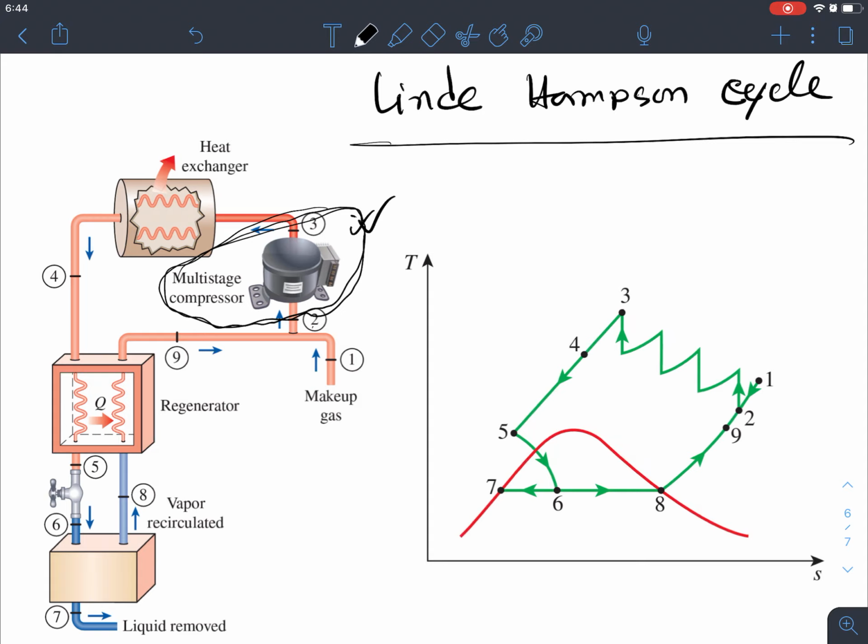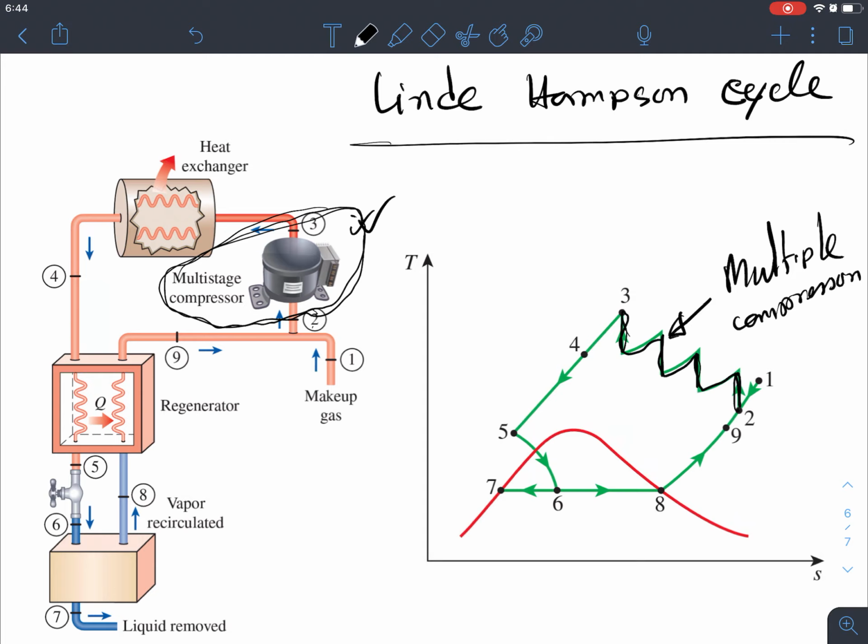it works. So 3 to 2, basically we know that it is increasing the pressure, right, as well as the temperature. Now you can see that this is compressor 1, this is compressor 2, this is compressor 3, this is compressor 4. So basically multiple compression is happening here, right?